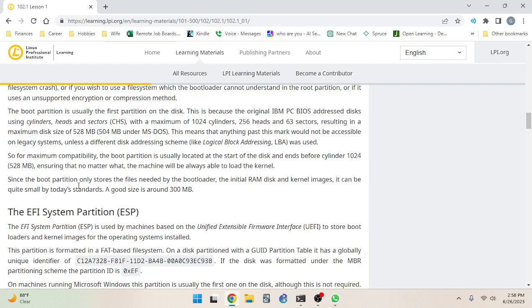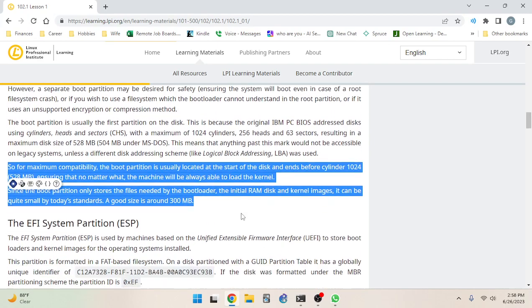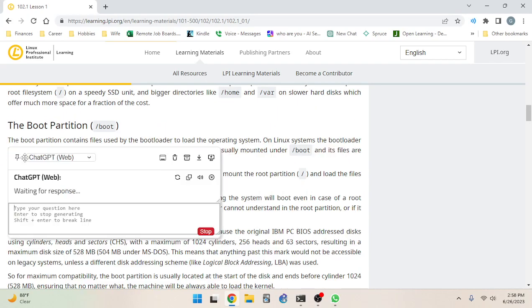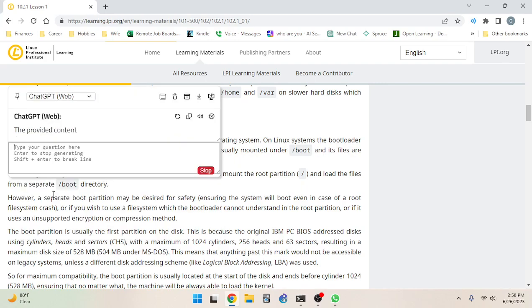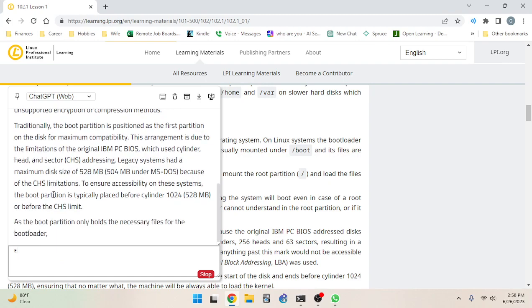Since the boot partition only stores the files needed by the bootloader, the initial RAM disk and kernel images can be quite small by today's standards. A good size is around 300 megabytes. So I'm going to ask the AI to explain this to me as if I were in 5th grade.